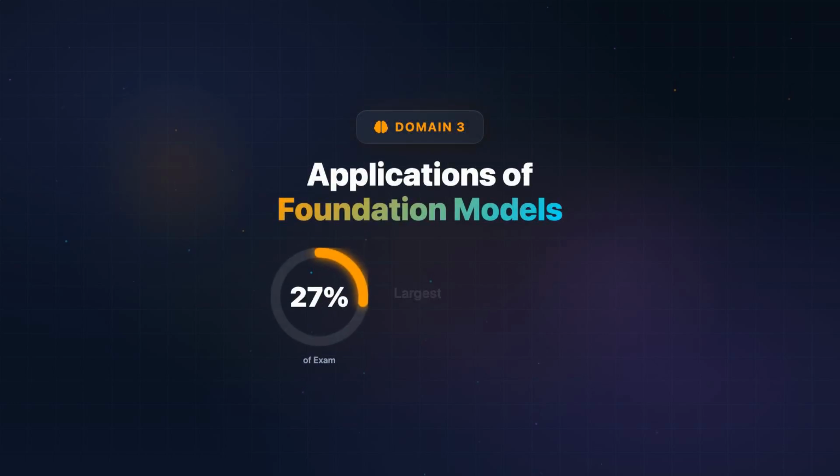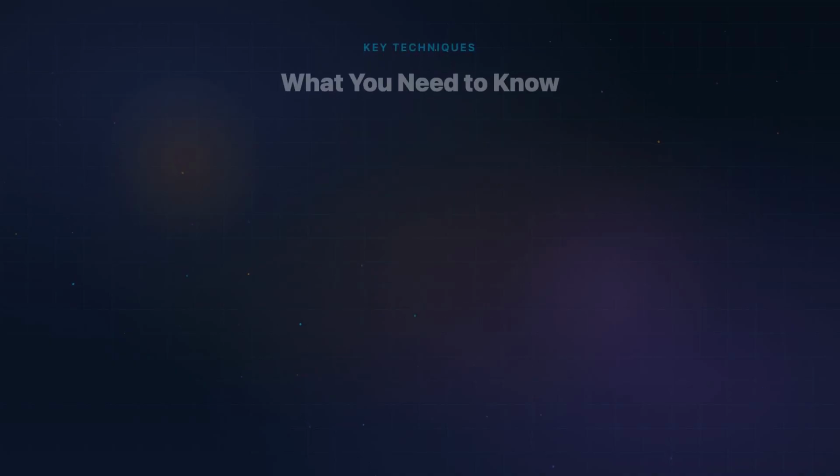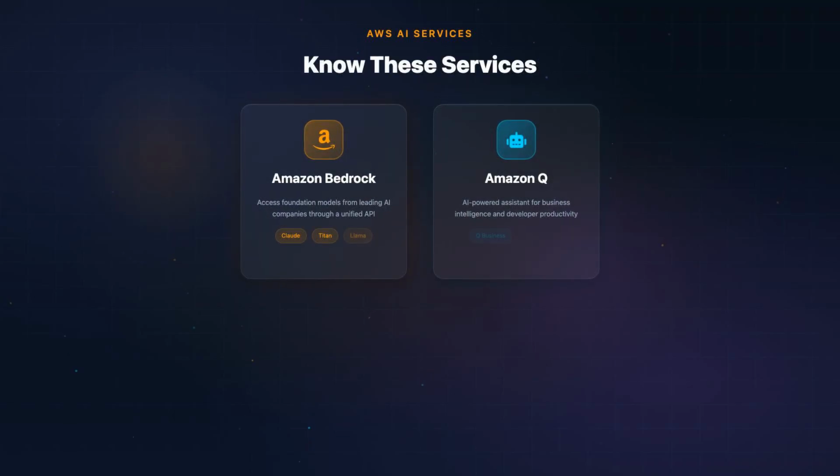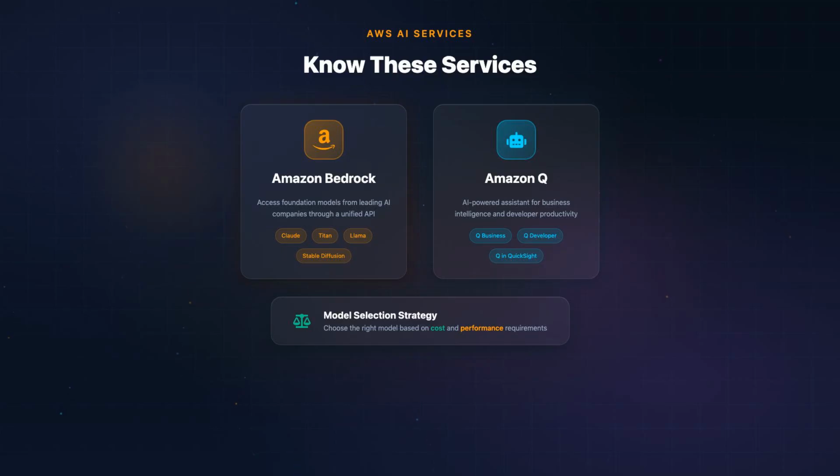Domain 3 is the largest section, at 28%, covering applications of foundation models. This is where you need to know about prompt engineering, retrieval augmented generation, or RAG, and fine-tuning. You must be familiar with Amazon Bedrock, Amazon Q, and how to choose the right model for the right task based on cost and performance.